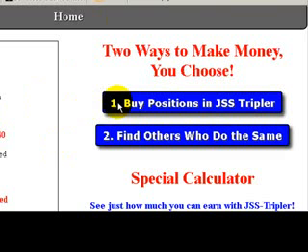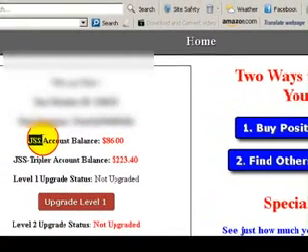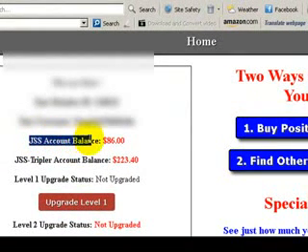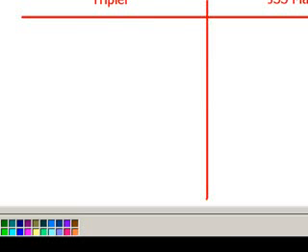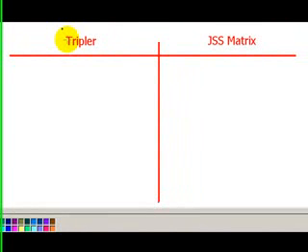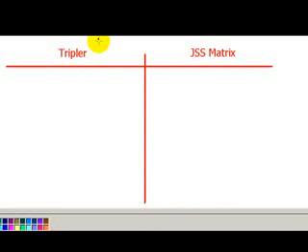Alright, so inside of your business, obviously you've got the JSS or the matrix side of your business, which is on this side, and you have the actual tripler account on this side. So it's two separate entities. So let me just jump over to our drawing tool here. So here, on this side we've got the triplers, and on this side we obviously have the matrices. Now everything is basically working together, but still they are two separate entities.